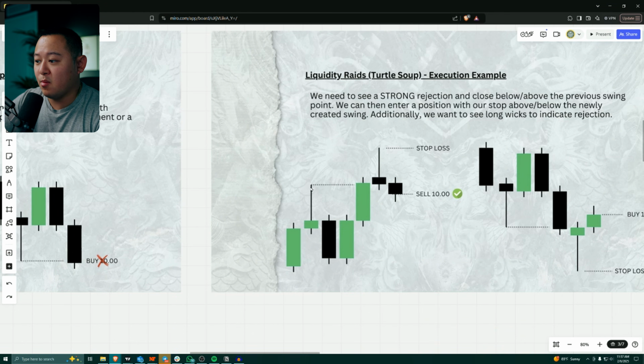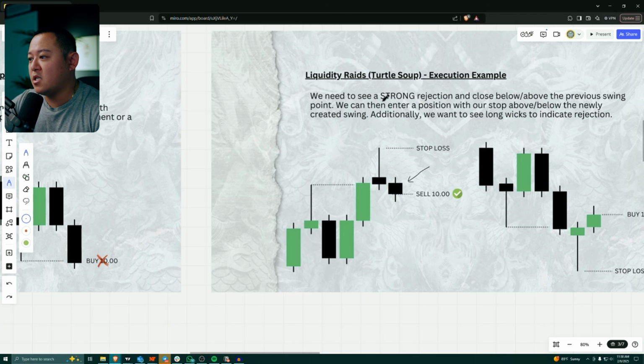So after we take out that previous weekly high, we wait for a closure back in the range. And you guys can see here that this candle provides us the closure back inside of that range. So again, we need to see a strong rejection and close below that previous swing point. We can then enter the position with our stop above or below that newly created swing. So here we have a newly created swing point, as you can see here, as we've created this high, a higher high, and then a lower high to the right of that. So that creates that swing point.